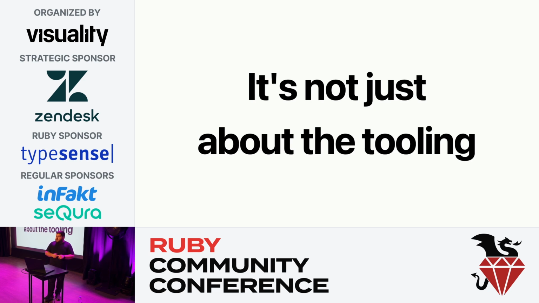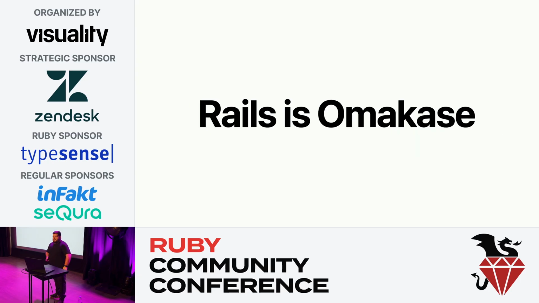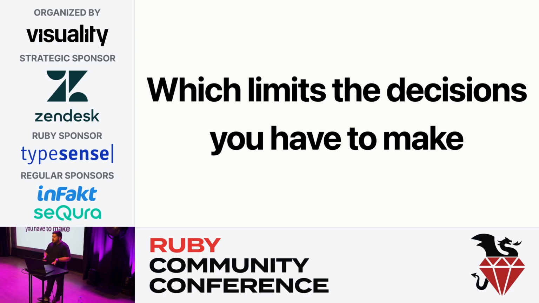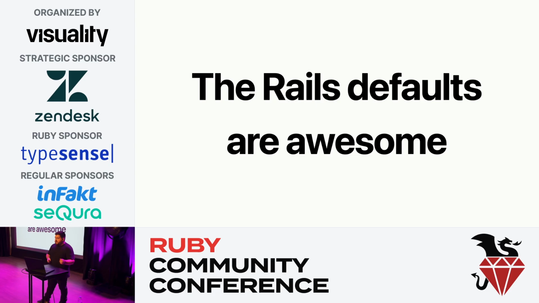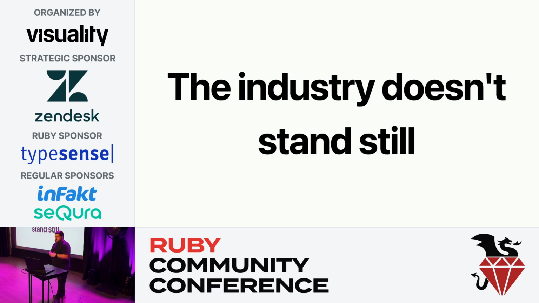But it's not just about the tooling itself, that you don't get feedback, but also that you have so many choices and decisions to make when you want to work with these frameworks. We know that Rails is famously omakase, which means it has some opinions, but you can also swap it out if you don't want it. So it limits the decisions you have to make. And usually the Rails defaults are awesome and bring you very far, which is what makes it so productive in the end. But at the same time, our industry doesn't stand still, as you can see with AI now. Even in the last 10 years, there's been so much progress in the web and JavaScript platforms that we cannot just ignore that.